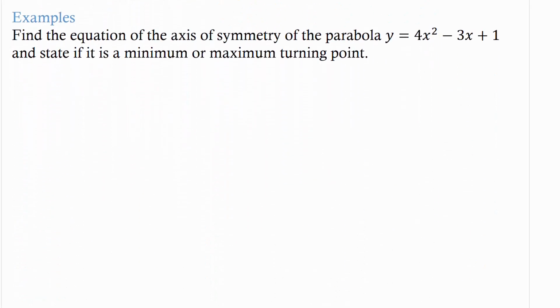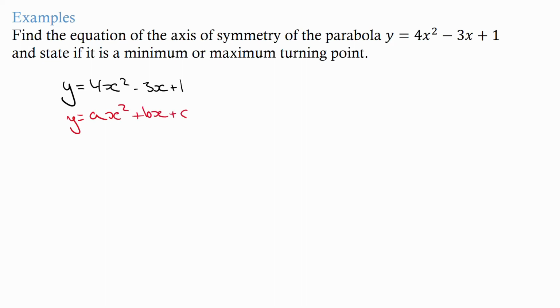So here we have an example. We need to find the equation of the axis of symmetry of the parabola y equals 4x squared minus 3x plus 1. Then we need to state if it's a minimum or a maximum turning point. The first thing I'm going to do is write the function down here. Underneath, I'll write my quadratic part.